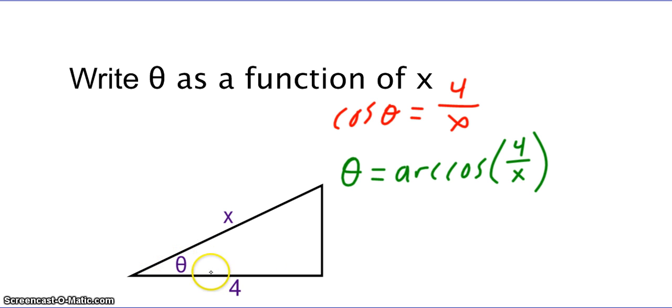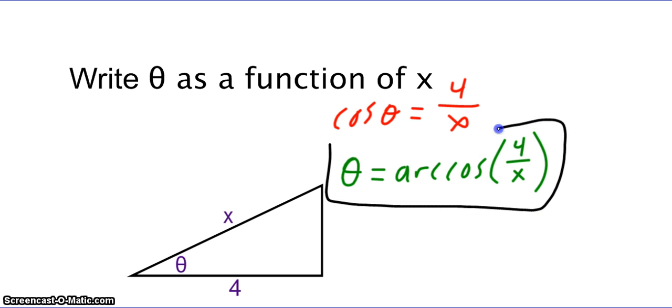Okay, so if I have this right triangle, I have the adjacent side and the hypotenuse, so I'm going to use cosine. So I know the cosine of theta equals 4 over x. Well, this is not an equation of theta as a function of x, so I want to solve for theta. So then this becomes theta equals arc cosine of 4 over x, or you could write cosine inverse of 4 over x. But now this is theta as a function of x.